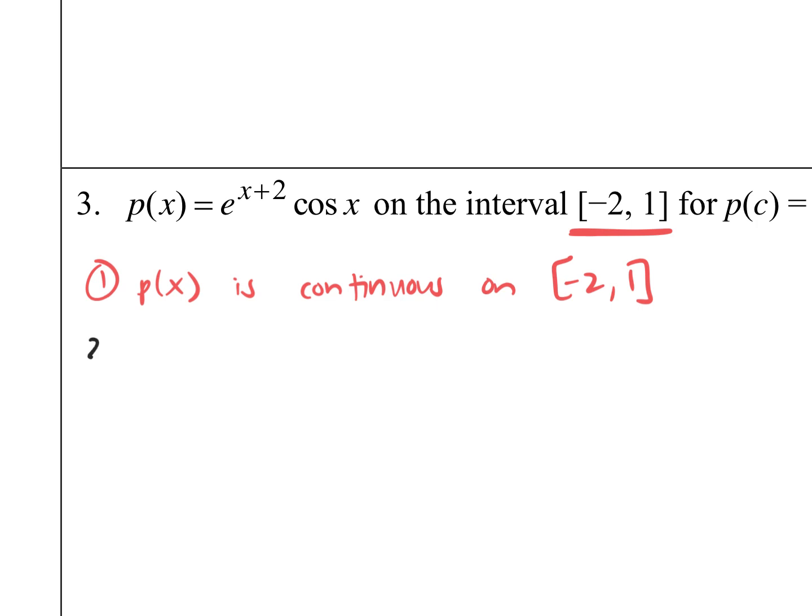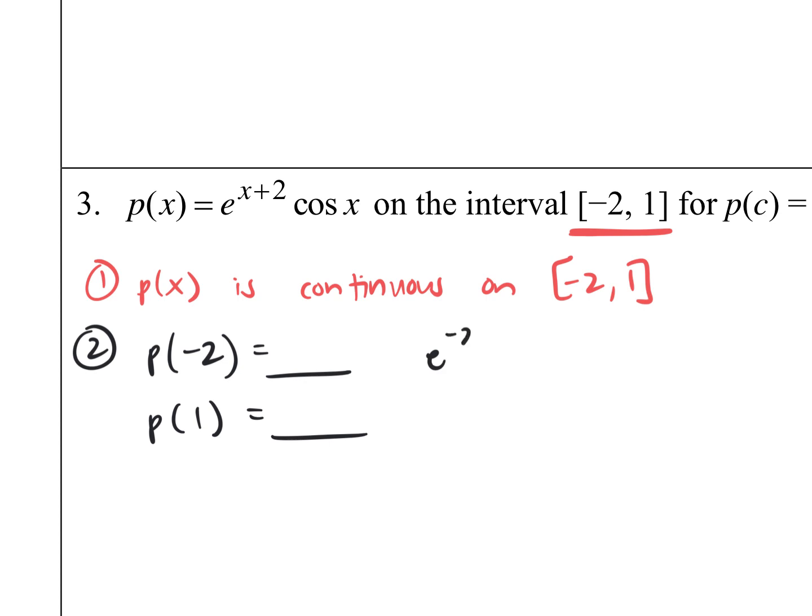Okay, next thing we have to check, is my function p of -2, figure out what that equals, and p of 1. We have to figure out what that equals. Now there's a few different ways that you can do that. You can just in your main calculator screen type in e to the -2 plus 2 cosine of -2. Or what we could do instead is graph it, and then figure out what the value is at that point.